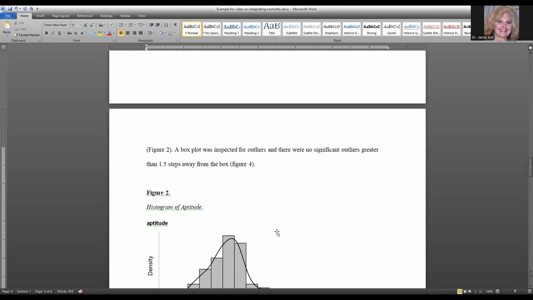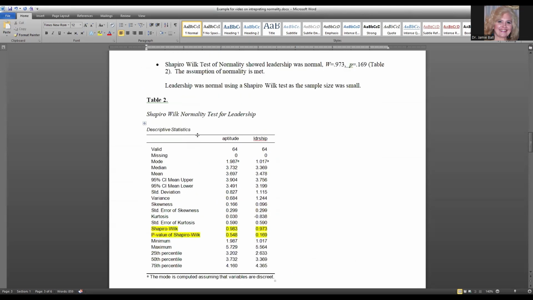By the way, that works the same way for tables. Notice how I formatted my table in APA 2. Table 2, Shapiro Wilk, and I refer to the table within my paper.